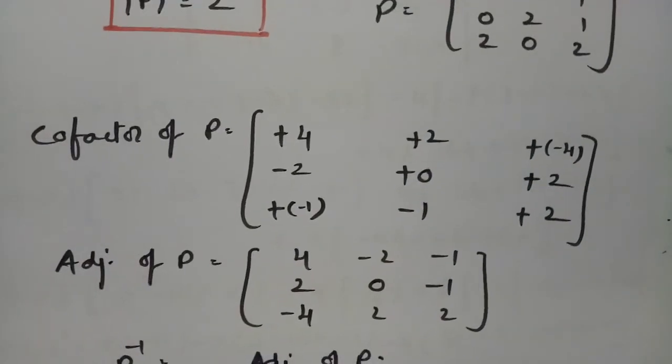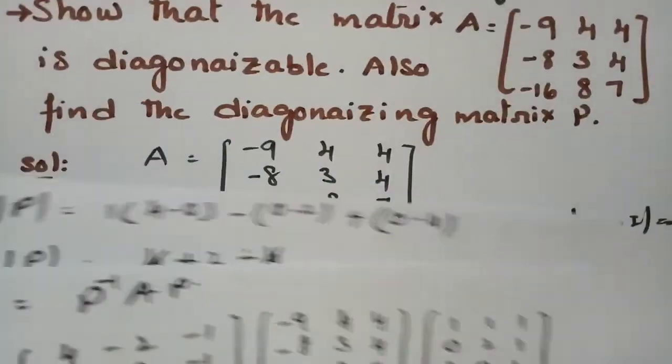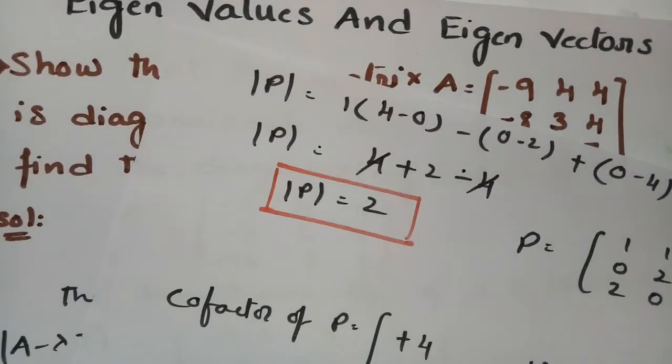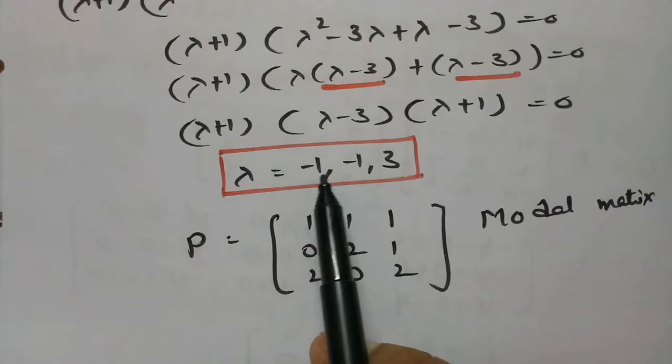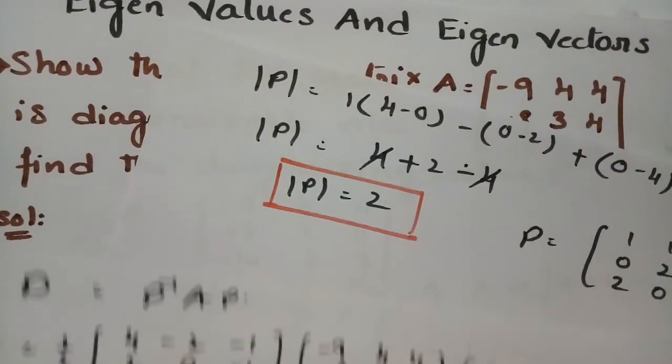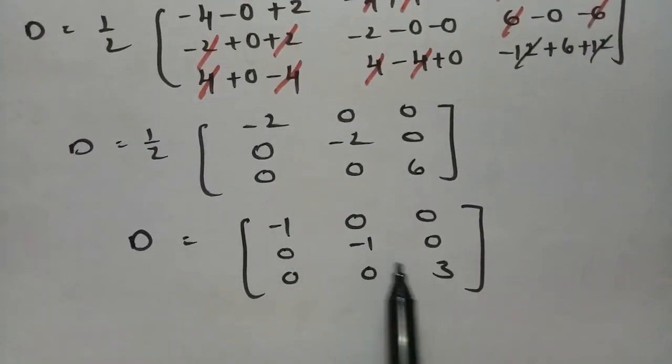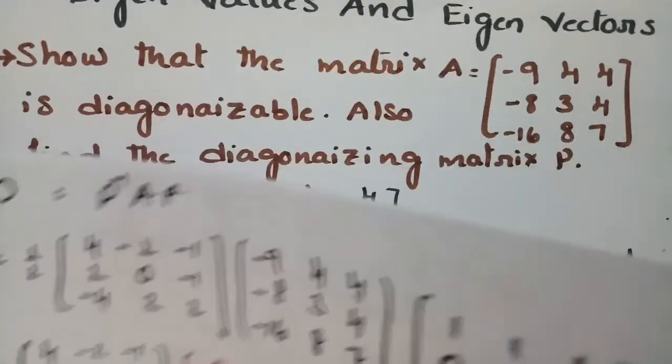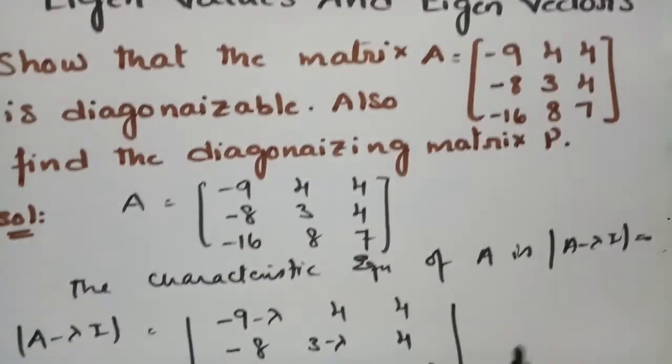And if you observe this one, what are our eigenvalues? The eigenvalues here are minus 1 and 3. If you observe here, minus 1 and 3 are in the diagonal. So this is how we have to solve, and this is so simple if you follow.